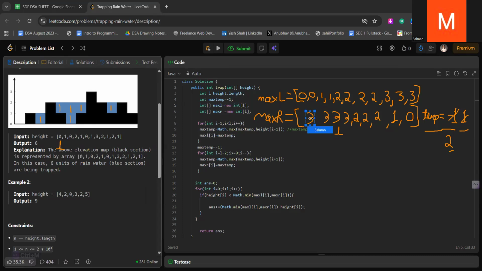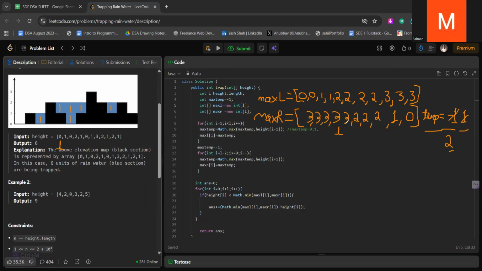Let me see if I'm going out of bound. So indeed, I am not out of bound. So in this way, I got the maximum of the left and maximum of the right.